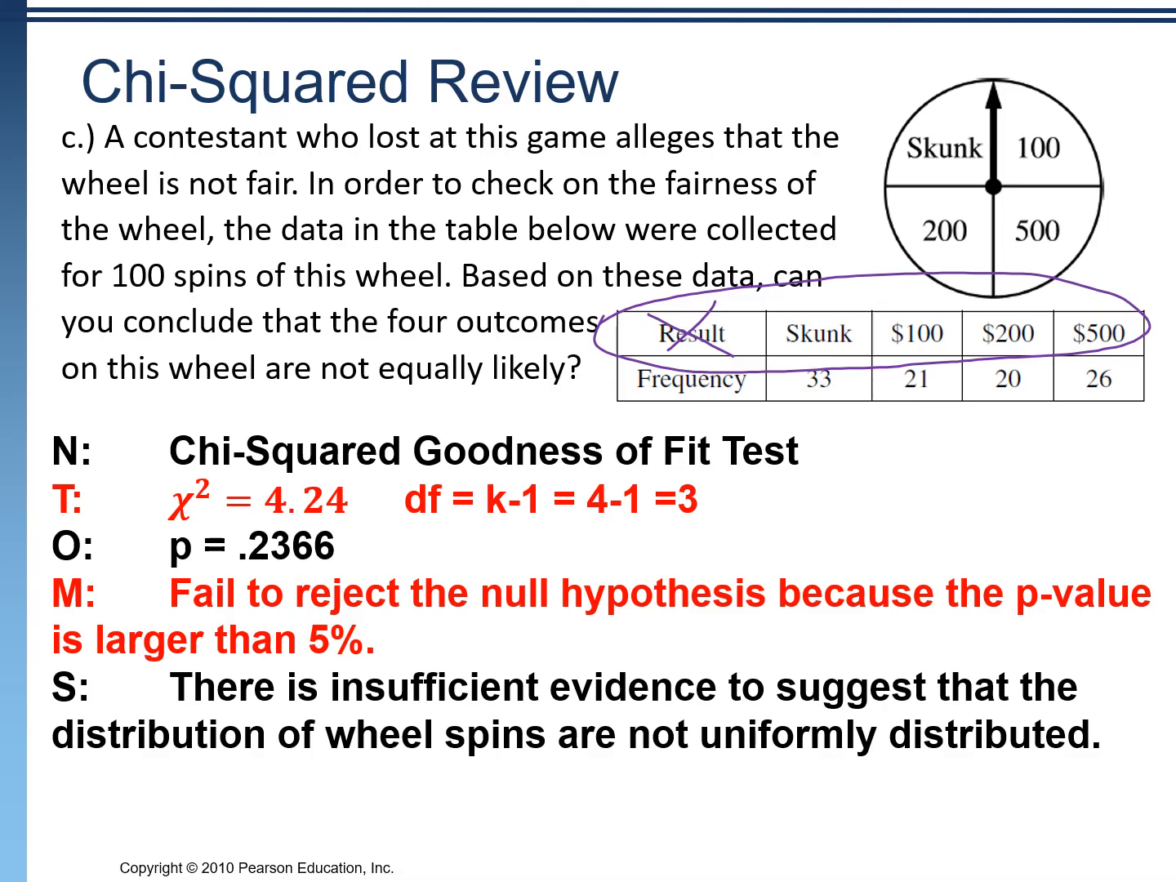We'll have these values in list 1, and then the expected values 25, 25, 25, 25 in list 2. Go down to chi-square GOF, goodness of fit test, and it'll give us that chi-square value and this p-value. Again, that p-value is too large. Fail to reject the null hypothesis because the p-value is larger than 5%. There is insufficient evidence to suggest that the distribution of wheel spins are not uniformly distributed.